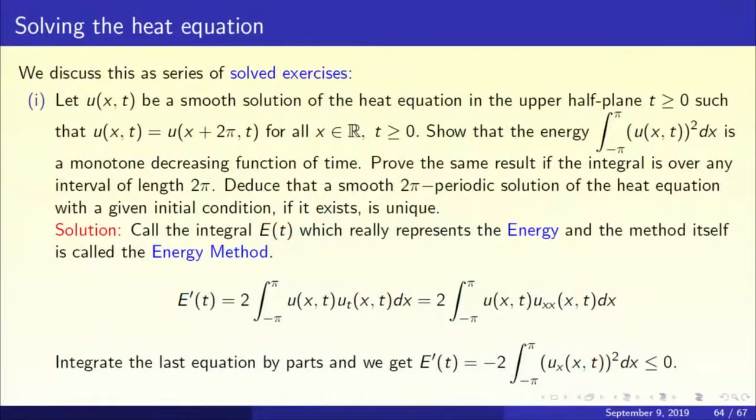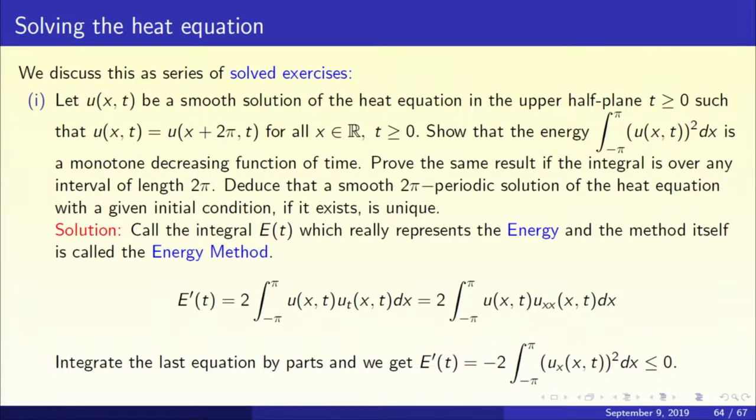Now you want to put a periodicity condition, u of x comma t equals u of x plus 2 pi comma t for all x and for all t positive. Show that the energy, that is integral minus pi to pi u of x,t squared dx, is monotone decreasing as a function of time. Let us look at the solution to this problem in detail. Call that integral minus pi to pi u of x comma t the whole squared dx as E of t. It depends upon t. You are integrating with respect to x, the result will still depend on t. So that is why you call it E(t).